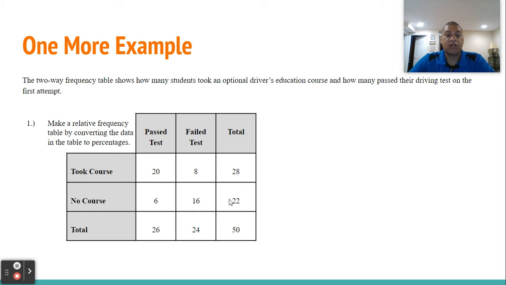Okay, so now they want to say, well, what was the percentage of people that took the course, excuse me, and passed? Well, how do we find percentages? They're just decimals. So we take 20 out of 50. 20 divided by 50 is 0.4. And so you make 0.4 into a percentage, it becomes 40%. That's it, right? I'd like to make this more difficult, but I can't.